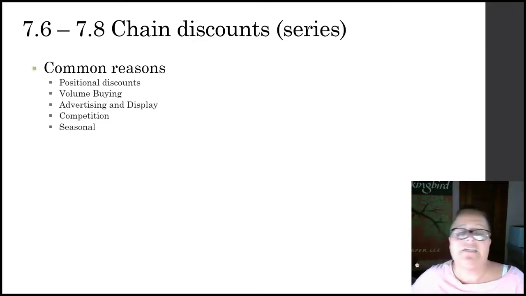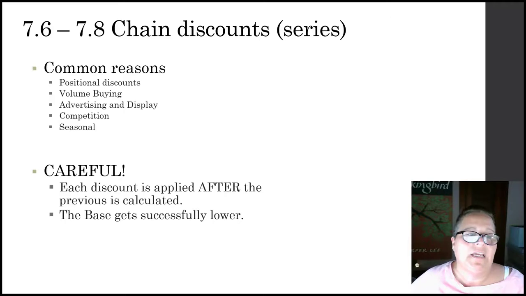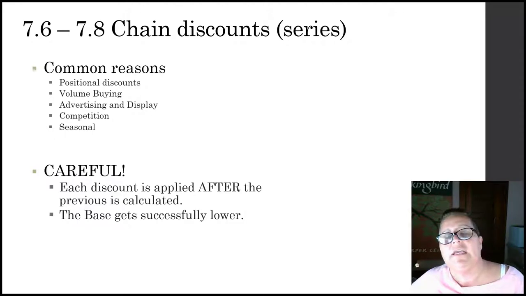All right. What is interesting about our chain or series discounts is that each discount is applied after the previous one has been calculated. This means that the base gets consistently lower. If you've worked in retail before, you may be familiar with what's known as a stacked discount. A stacked discount is when something is 10% off and then it's another 20% off, and they call it 30% off. That's not the case here. In our case, the base gets successively lower, so each discount has a lesser impact. We'll see how that works in just a second.